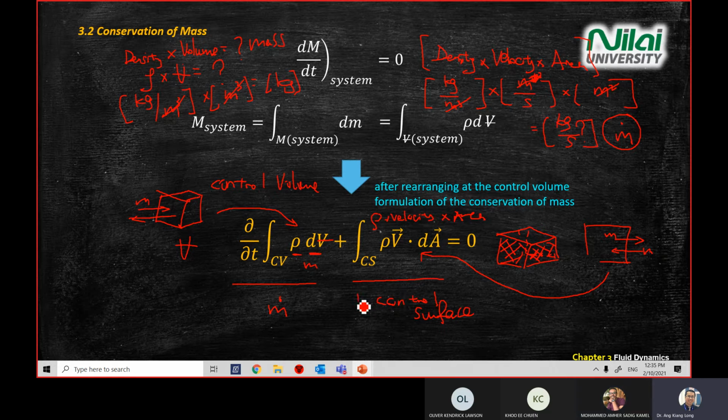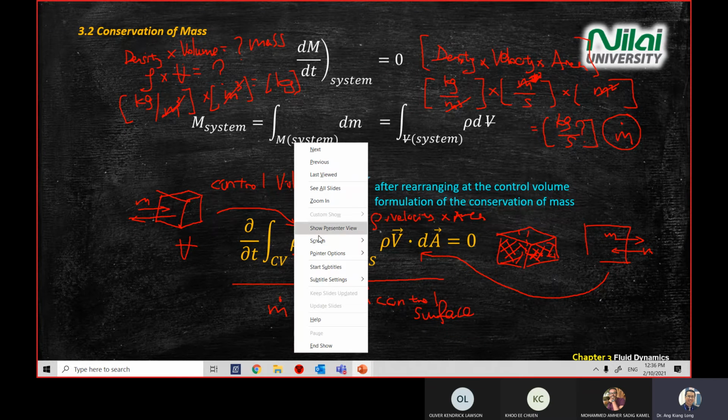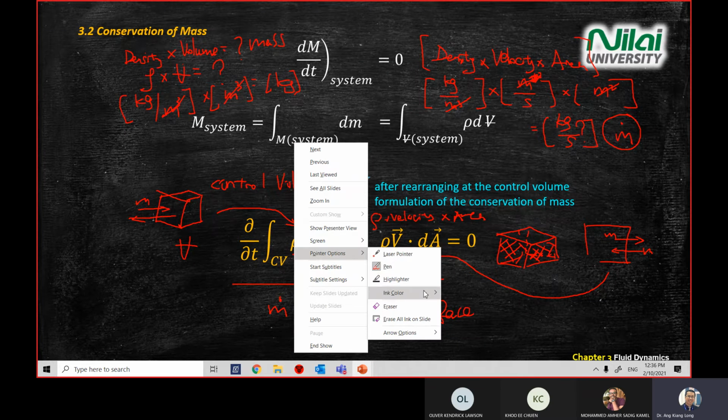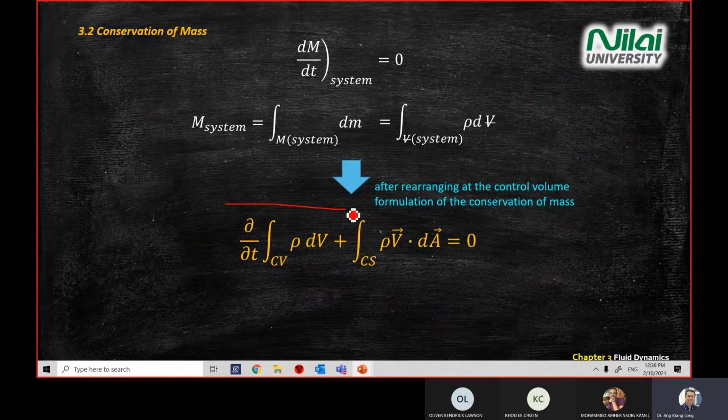So the second one, you also get m dot. M dot in the volume plus m dot in the control surface must equal 0. So what happened in the volume dimension must equal what happened in the surface. This is how you identify the conservation of mass equation. This is the equation that you need to start remembering, which is this one.